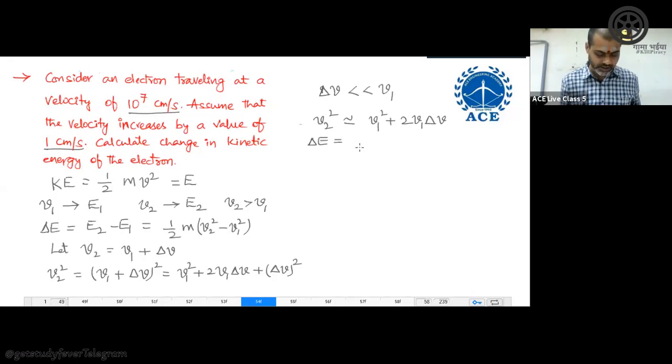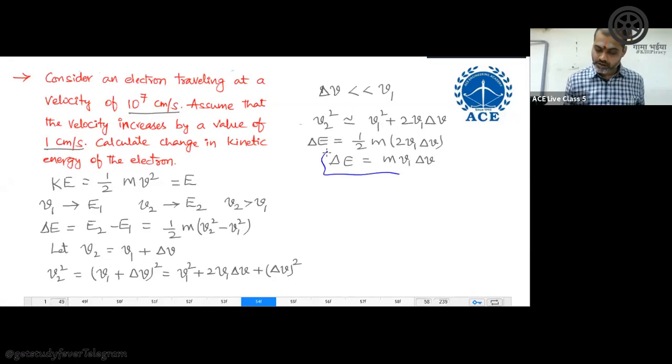Now let us write what delta E is. It is half m into, putting this v2 square into the equation, v1 square and v1 square get cancelled. What I'm going to get is 2 times v1 into delta v, so the 2 also gets cancelled. So delta E is equal to m into v1 into delta v. Please don't try to remember this equation, try to understand how we are getting it.